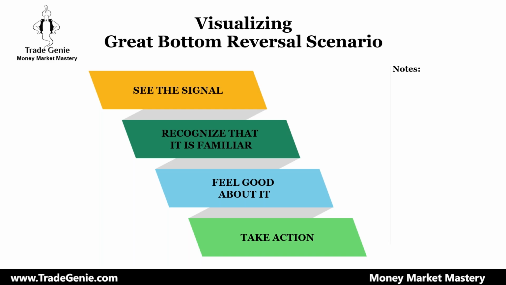Because you see the signal, you recognize it's familiar, you feel good about it, and you took action. You took bold, courageous action, but it doesn't mean you put in 10,000 shares, all in at 30 cents, planning to sell at 50, and it goes to zero. So don't do that. Have a plan and apply the 80-20 rule. See if it works.